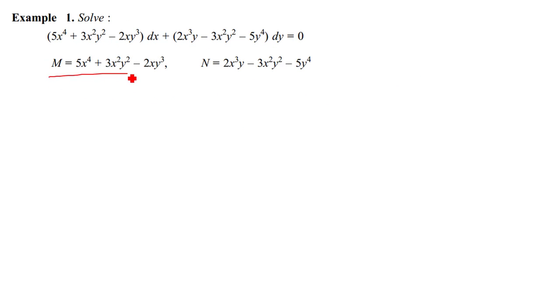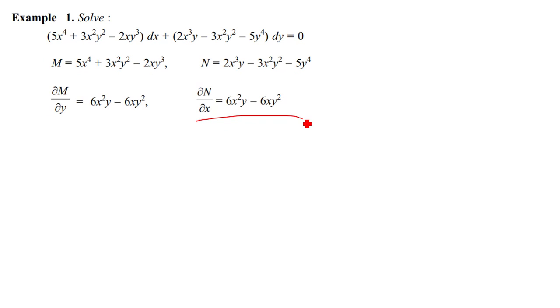You take out your M and your N, then after that you differentiate them. When you differentiate them, you're going to have this, and when you differentiate this other part, you're going to have this as your solution. You differentiate M with respect to x, you're going to have this. So now, since this and that are the same, you can say this given differential equation is exact.